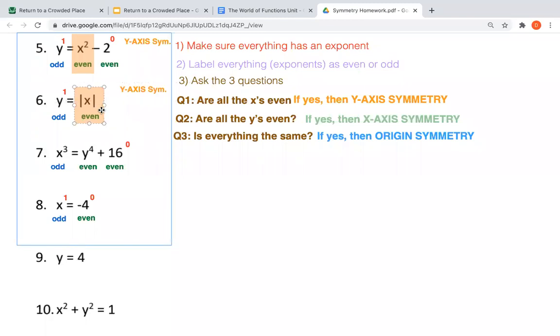Now we're going to check the same thing, but for the y's. Number 5, the y is odd. Number 6, the y is odd. Number 7, the y is even. Good. Number 8, there is no y, so we're going to say that is even because the y is a 0. So 7 and 8 both have x-axis symmetry.